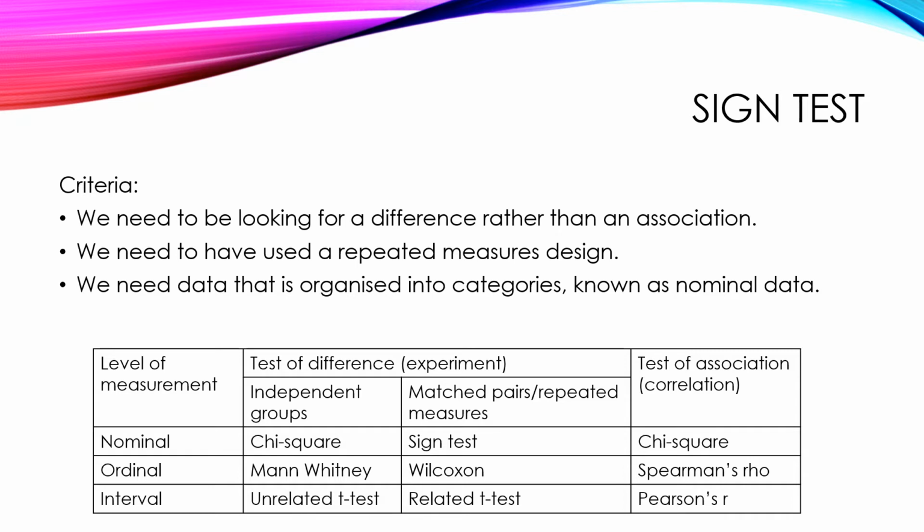Now, if you look in the table from the proposal of research that I've put forward on that previous slide, you will note that I have decided I'm going to do a repeated measures design because my participants are going to take part in both the coffee and the water condition. Okay, my data will be nominal, so we've got to have data that's organised into categories to meet the criteria of the sign test. And we've got to be looking for a difference rather than an association.